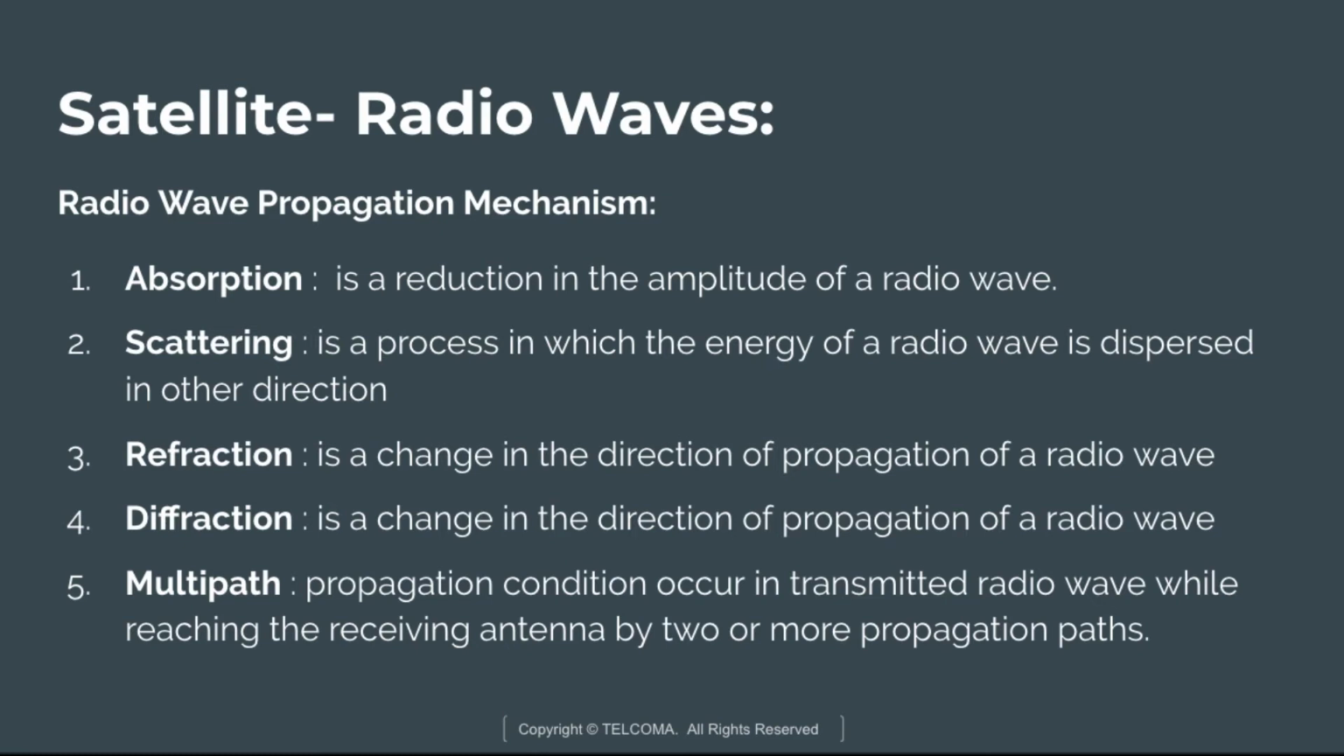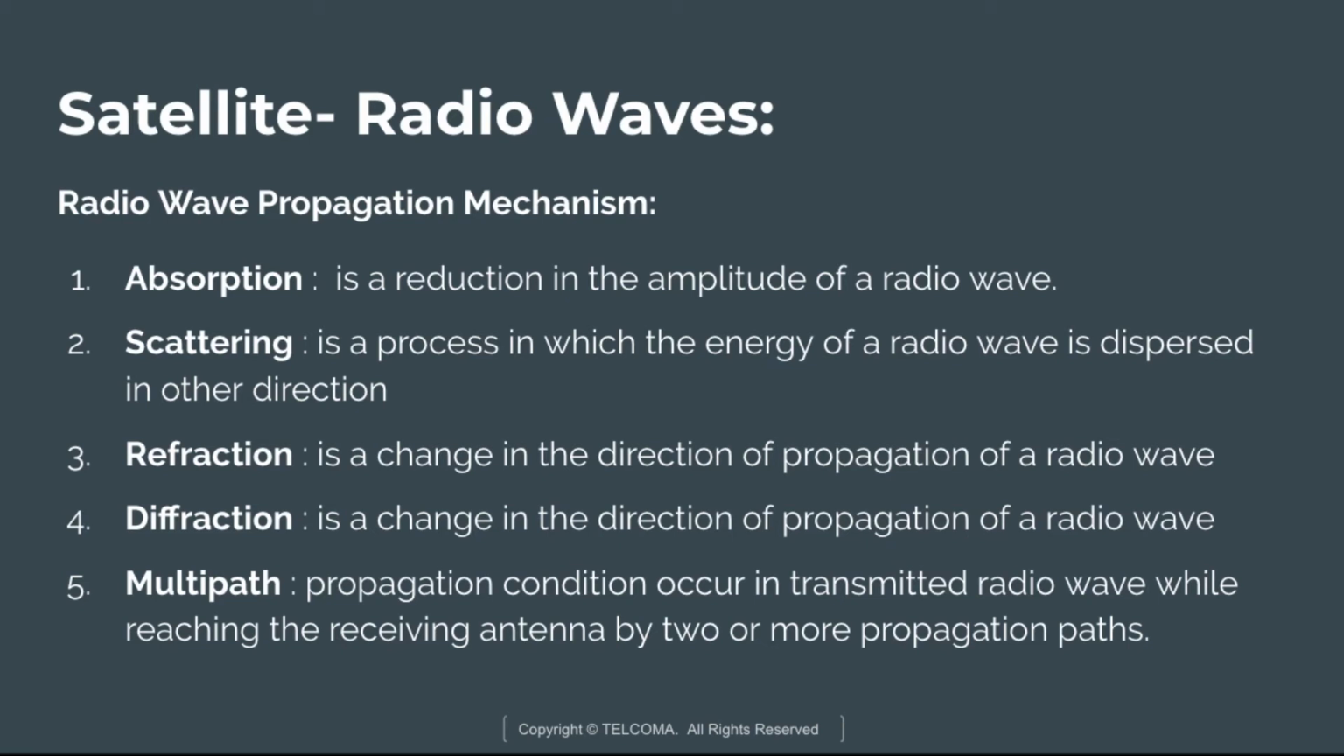Next is refraction. Refraction is a change in the direction of propagation of a radio wave, and it results from the spatial variation of the refractive index of the medium. Next is diffraction. Diffraction is a change in the direction of propagation of a radio wave, and it results from the presence of an obstacle, a restricted aperture or other object in the medium. The next one is the multipath propagation mechanism. This propagation condition occurs when the transmitted radio wave reaches the receiving antenna by two or more propagation paths.